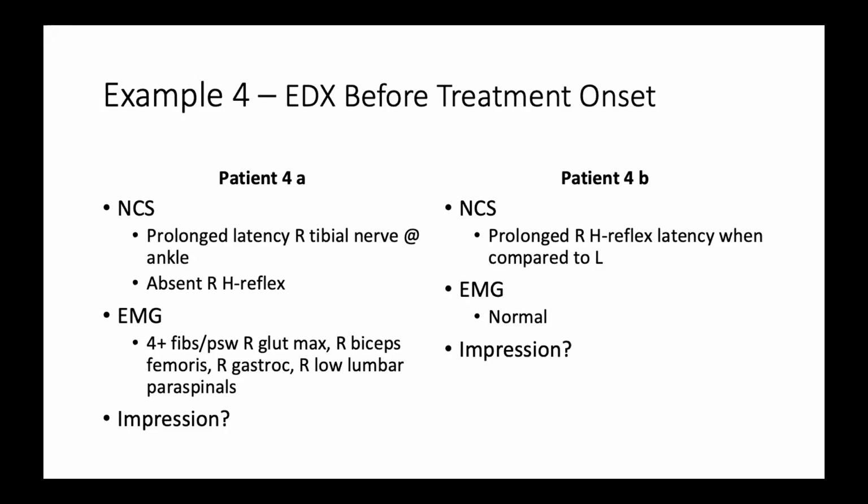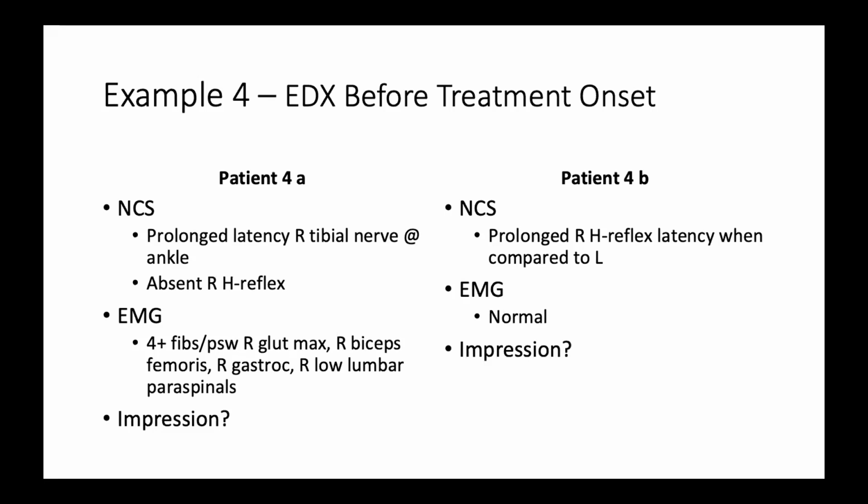For those of you that are not as far along on the EMG track, he had severe findings in the S1 dermatome and the S1 myotome: glute max, biceps femoris, gastroc, low lumbar paraspinals. So he had severe acute denervation potentials present. Patient 4B, on the other hand, the entire test was normal except for a prolonged H-reflex compared to the left. The EMG was totally normal.